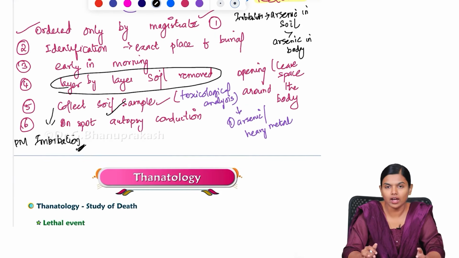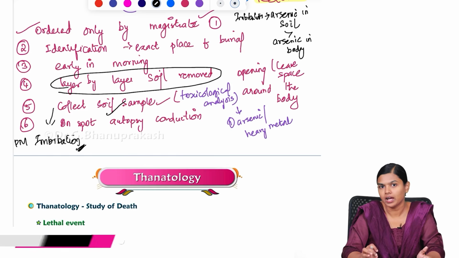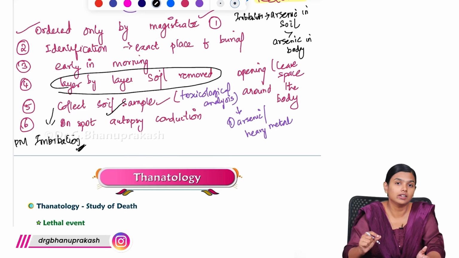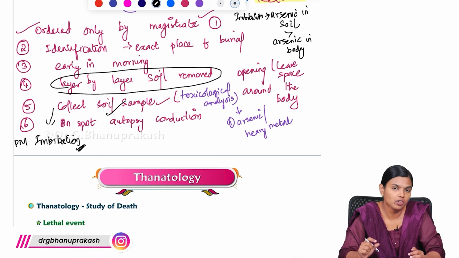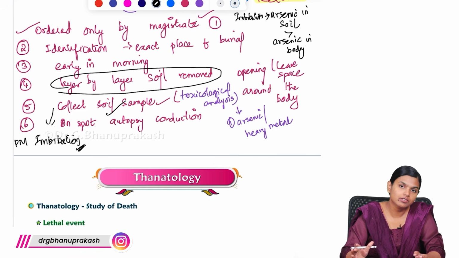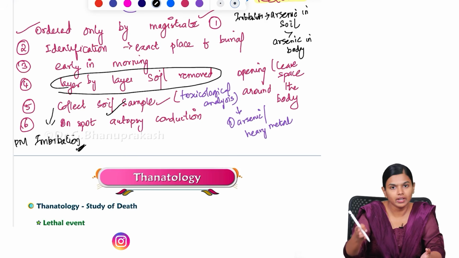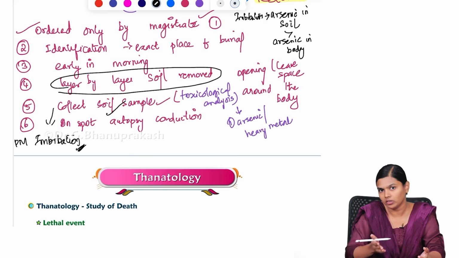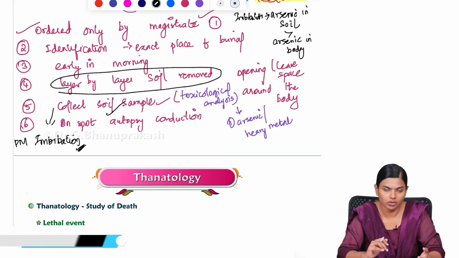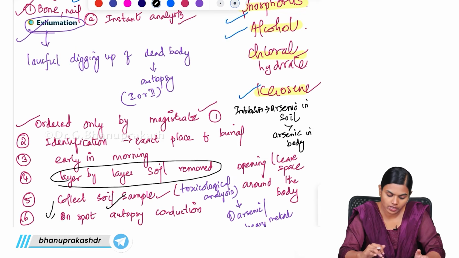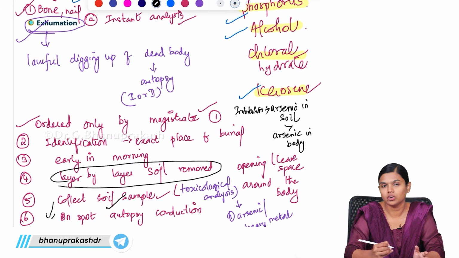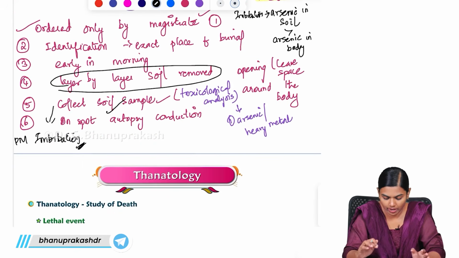And whatever you are getting, you have to do the autopsy, and if any bullet or anything is found in the body, you have to preserve it for further analysis. You have to identify whether the first autopsy was done, and whether the report corroborates with the findings that you are seeing now, and write that down in the exhumation report. This exhumation can also be asked as a 2-mark question, and this is kind of important.